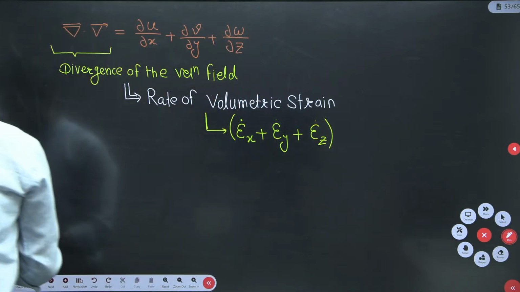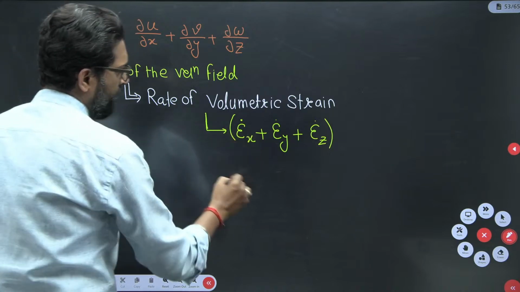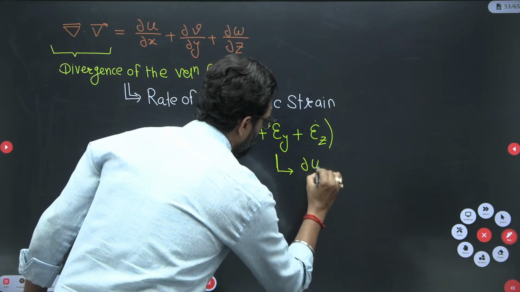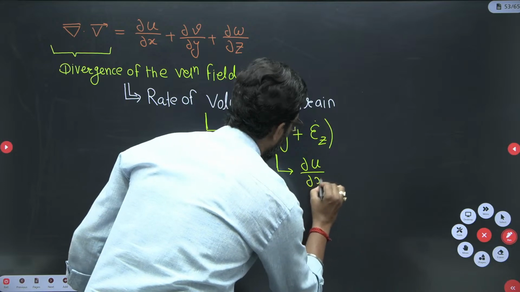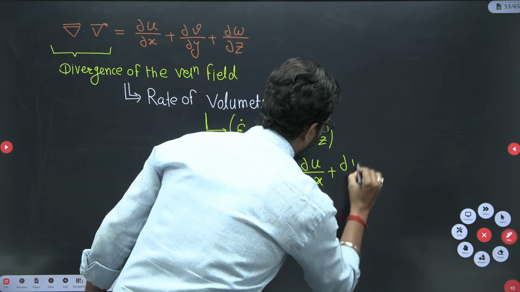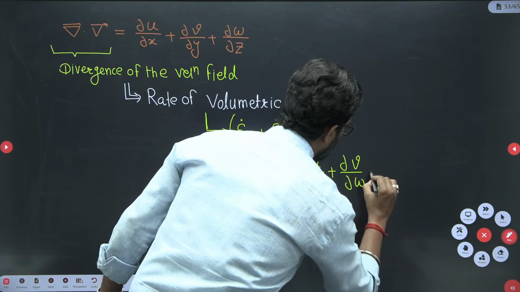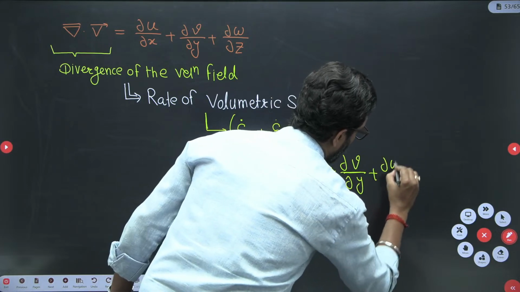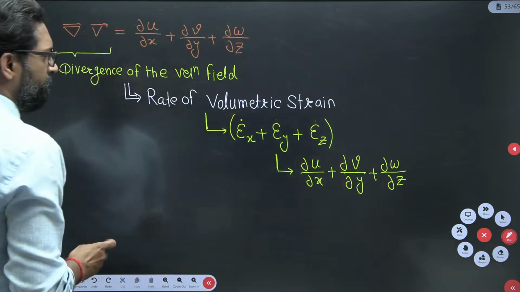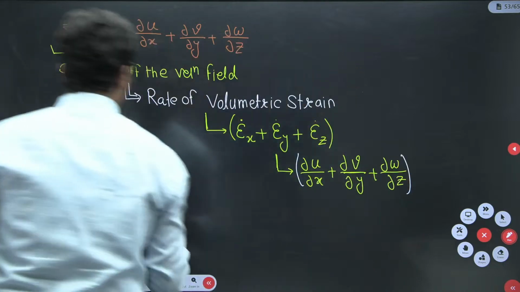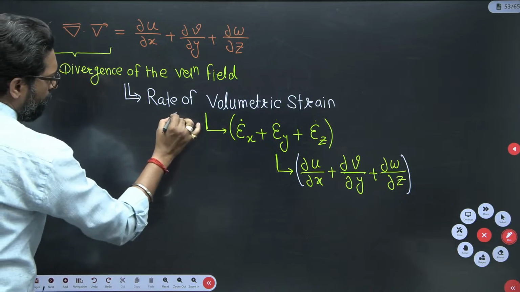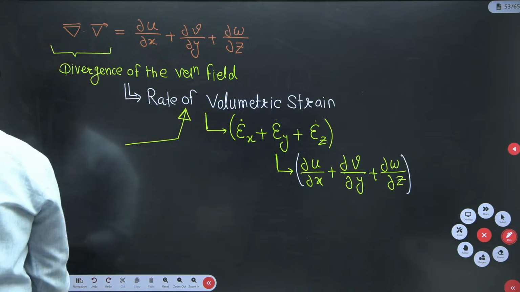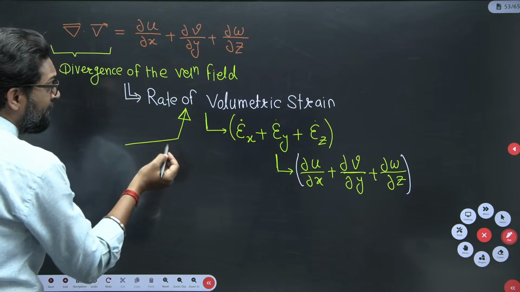Now my dear, so the strain rate is what? How to write this one? Volumetric strain means dou u by dou x plus dou v by dou y plus dou omega by dou z. This is the volumetric strain. Okay. Now my dear, so this is a rate of volumetric strain, yes or not? And if you write in terms of total derivative.